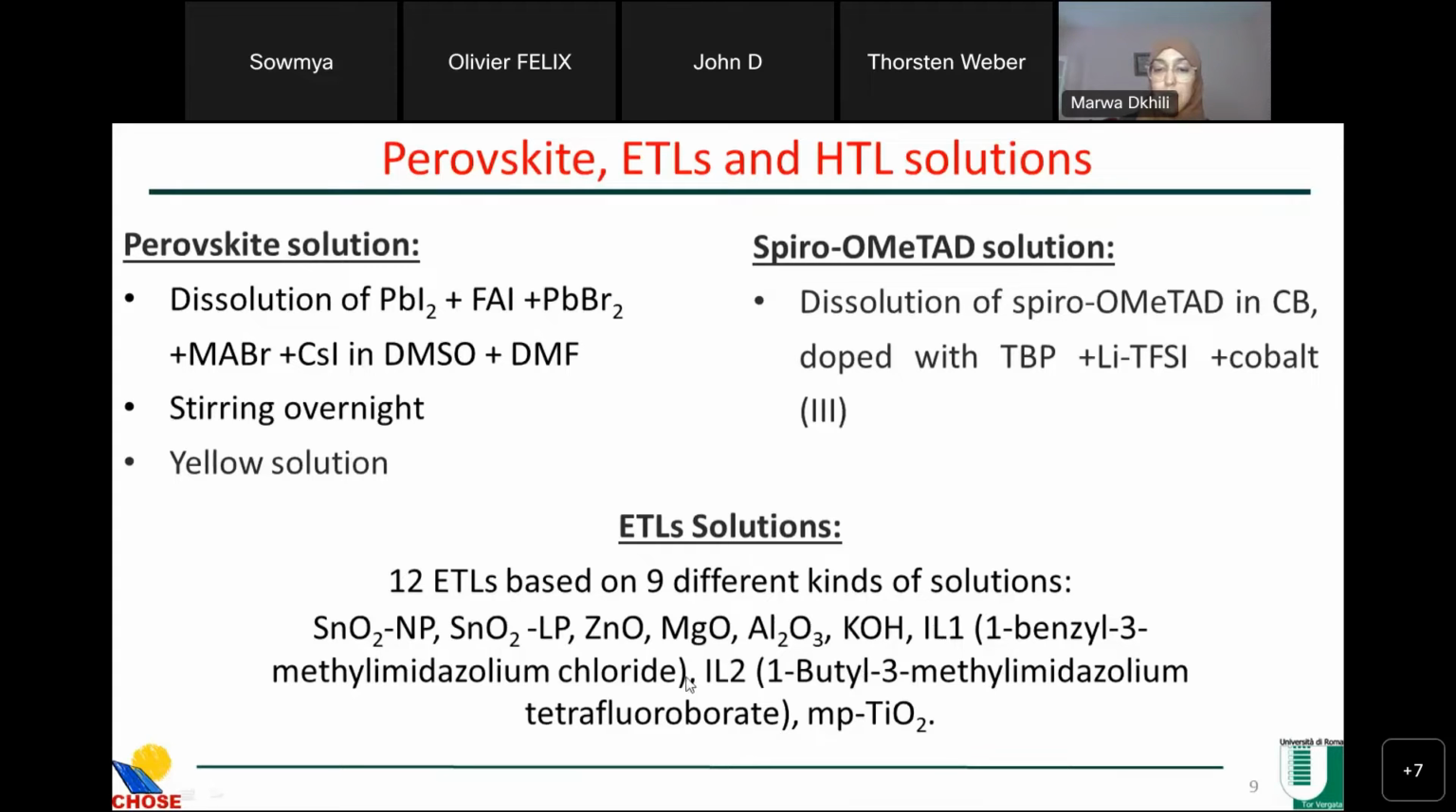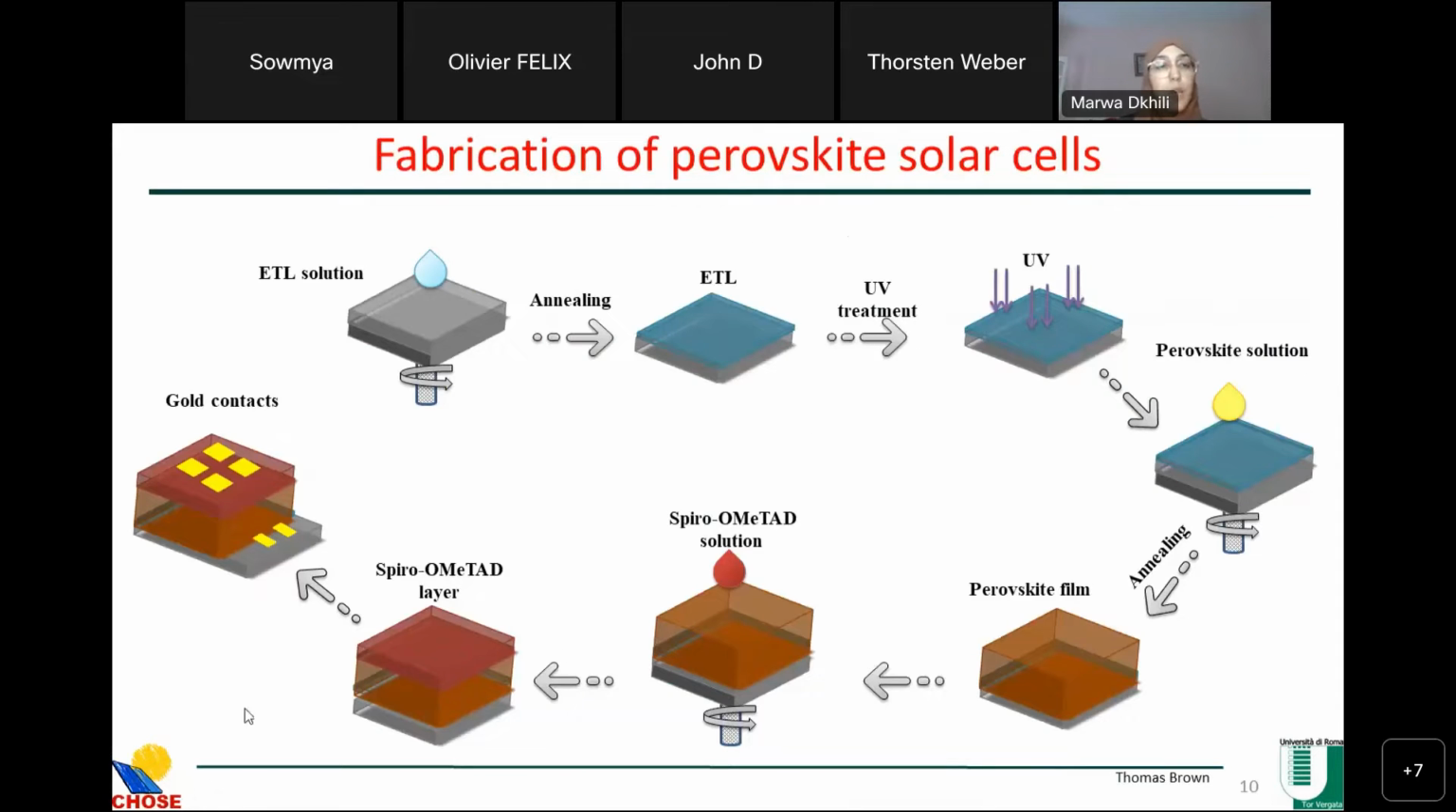We have 2 types of solid-state ionic liquid and mesoporous titanium oxide. Moving on to the steps of the fabrication of the cells. Starting with the deposition of the electron transport layer, and then we do the annealing. Of course, we have different electron transport layers, so we have different annealing temperatures. Then we do the UV treatment to enhance the wetting properties of the ETL.